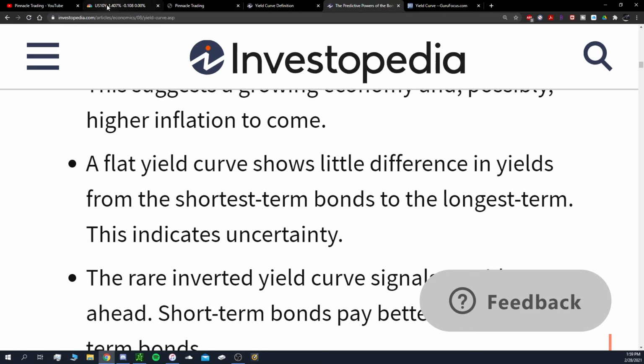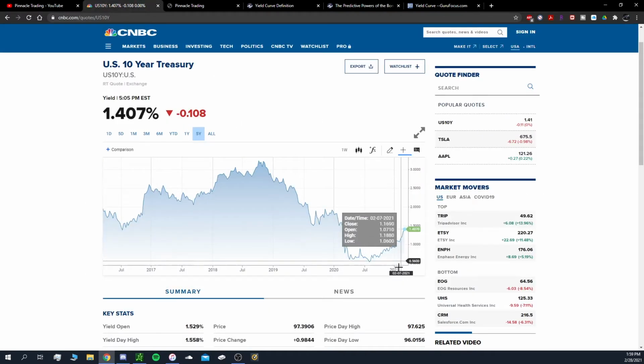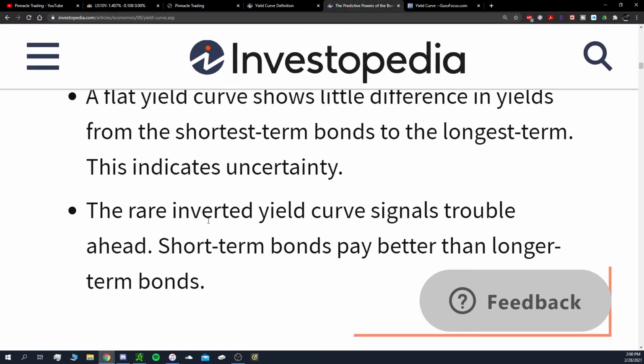So we don't know what's going to happen in the economy. People are very uncertain, getting very restricted with their investing, holding onto their cash pile. And then we see the inversion. That's where it starts going up. And that's where we see the rare inverted yield curve signals trouble ahead. Short-term bonds pay better than long-term bonds.